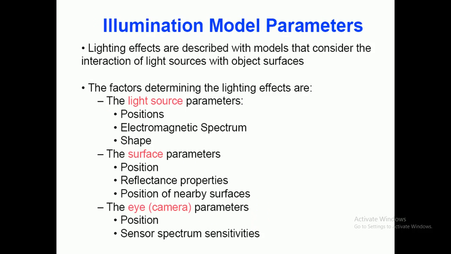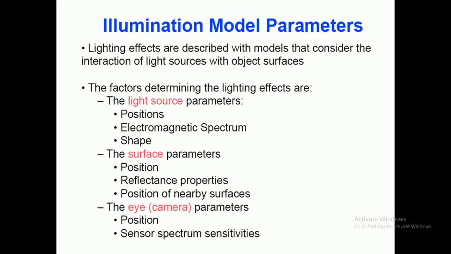Right? Then illumination model parameters: whenever you are discussing illumination models, all illumination models have different parameters. Lighting effects are described. Again, as I told, illumination model, shading model, lighting model, all are the same. Lighting effects are described with models that consider the interaction of the light source with the object surface. Again, how light has fallen on that object matters, and then the object surface also matters here.